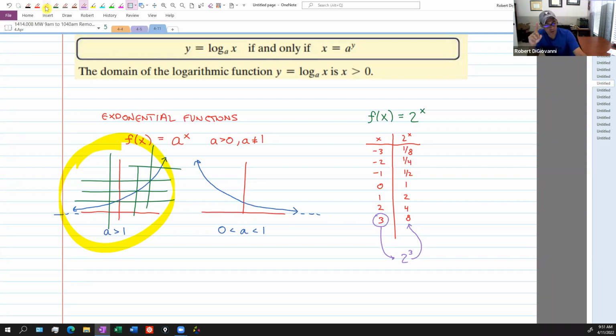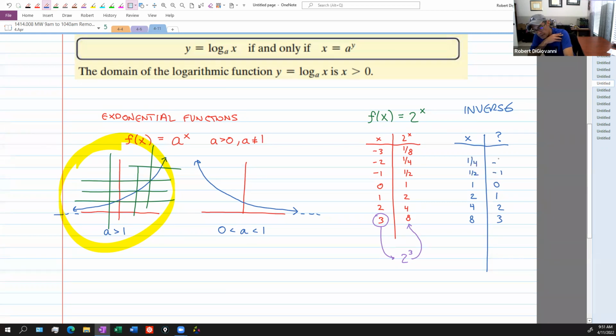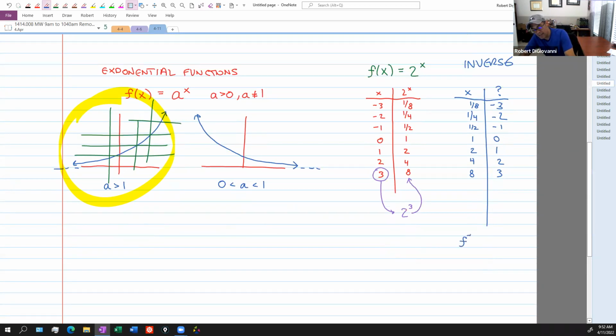So think about the inverse function. The inverse function must do the reverse of this. We plug in x. Right now, I'm acting like I don't know what the inverse function is, but shouldn't it take 8 and send it back to 3? Take 4, send it back to 2, take 2 back to 1, take 1 back to 0, take the 1/2 to -1, the 1/4 back to -2, and the 1/8 back to -3. That's what the inverse should do, right? Take everything back to where it came from. So the question becomes, what is that inverse function?